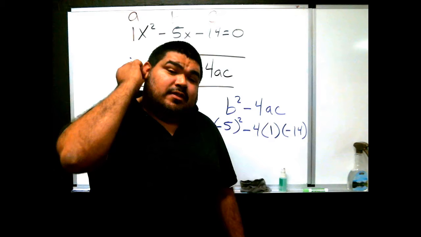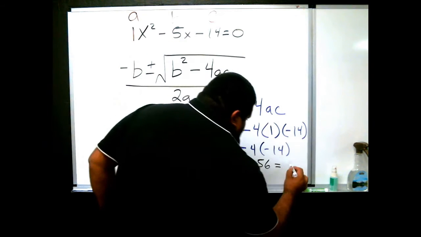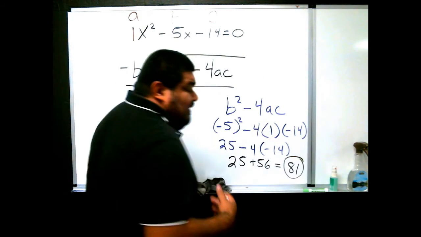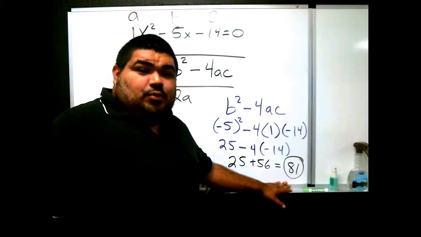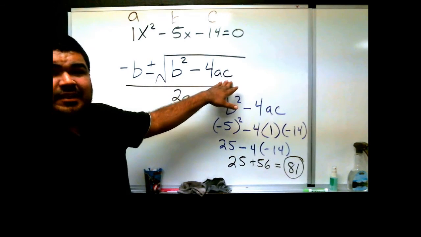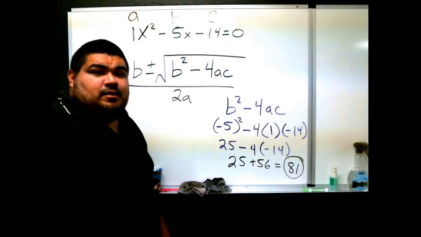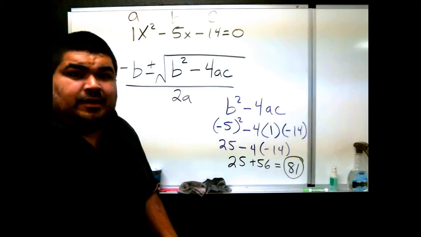So we have 25 plus 56 equals 81. Okay? So your answer for the discriminant was 81. If we were doing last class. Now that we have that, all we have to do is, instead of writing this again, all we have to do is plug in 81. So let's rewrite the equation. Okay? We're going to take a little trip to another board. There we go. Now, we rewrite the formula again.